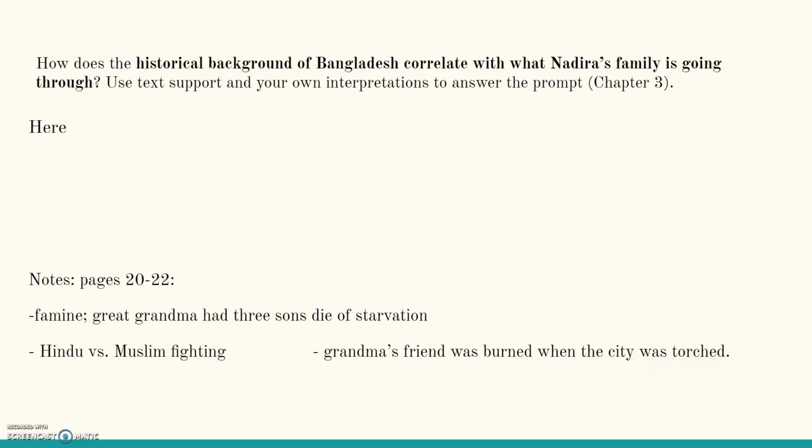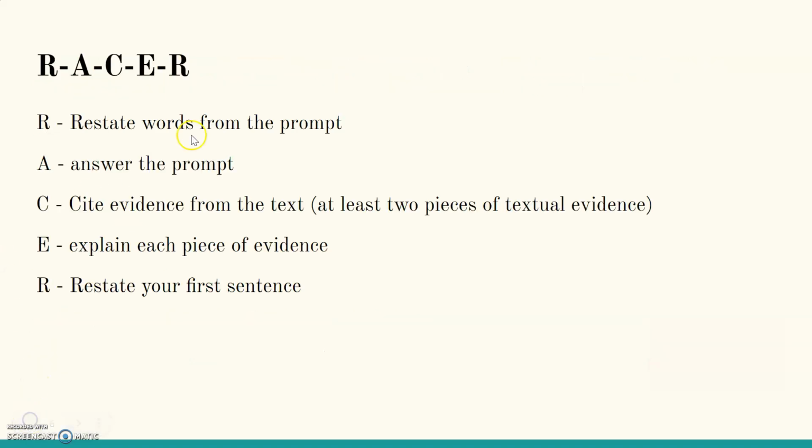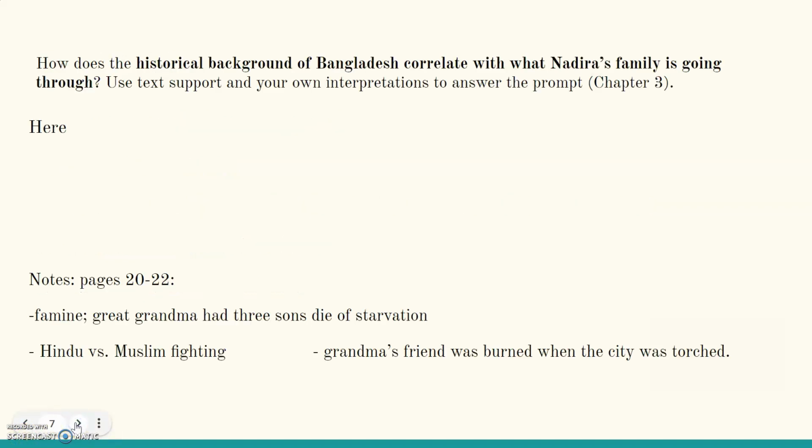The words that we would use in our response, in our R section, in this restating our words, let's look at the bold words that I've done. Historical background of Bangladesh correlate with what Nadira's family is going through. Those are the words that we're going to pull from our prompt in order to answer using our R and our A. We call it R and A. We also call it our thesis statement or our claim. All 3 of those, it's the same sentence.